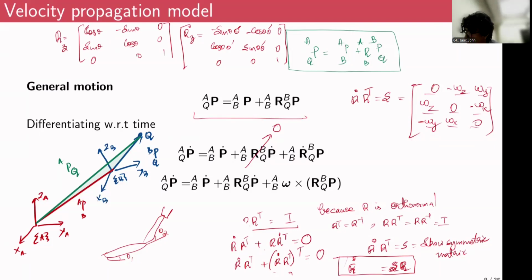So now, as we have proved earlier, R dot would be nothing but this skew symmetric matrix S, which is this thing, multiplied by the rotation matrix R. The rotation matrix itself, as we have shown over here, right? So equivalently, you can write this product of the skew symmetric matrix and this matrix multiplication as a cross product also.